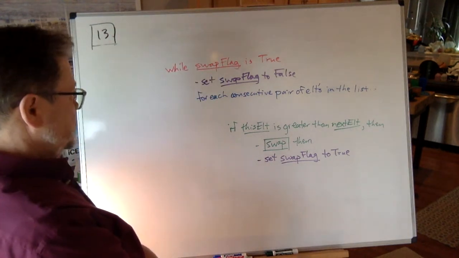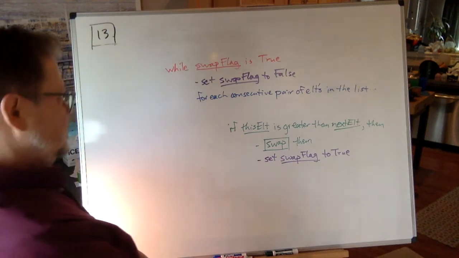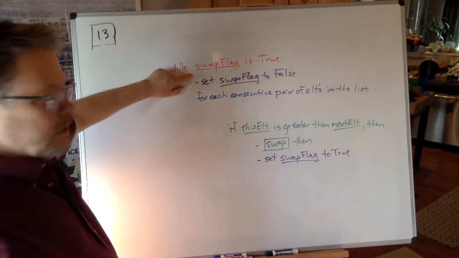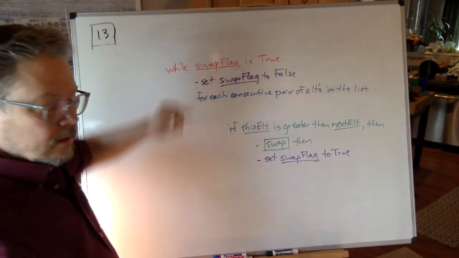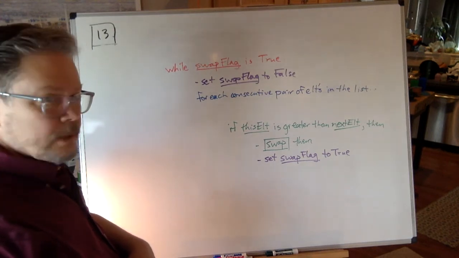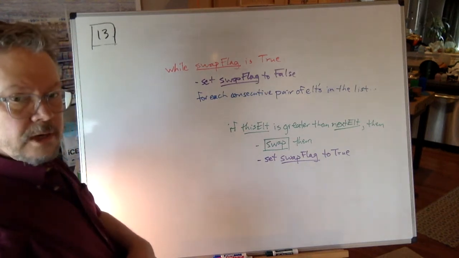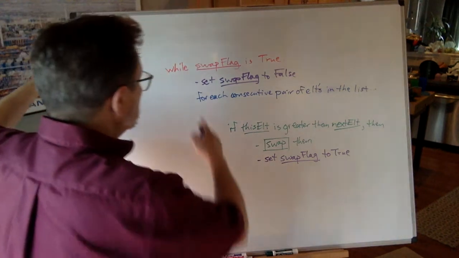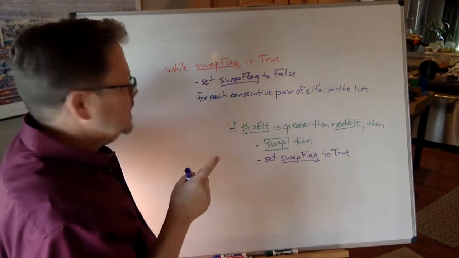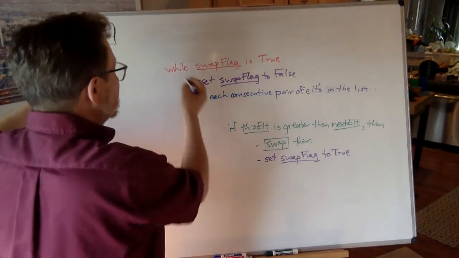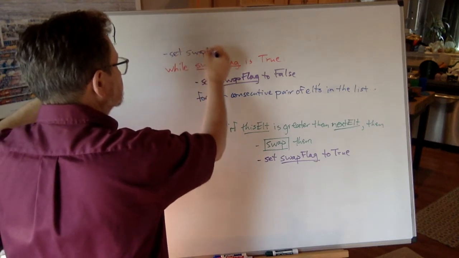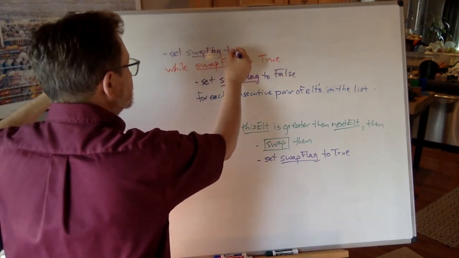There's still at least one unanswered question about the flag. How does it get to true in the first place? Ladies and gentlemen, here is the most confusing part, in my humble opinion, of this entire algorithm. We got to prime this while loop up here. We got to make it execute at least once. So it's got to at least look at the list. So we got to lie. Set swap flag to true.